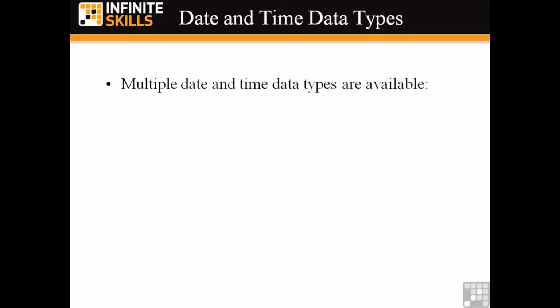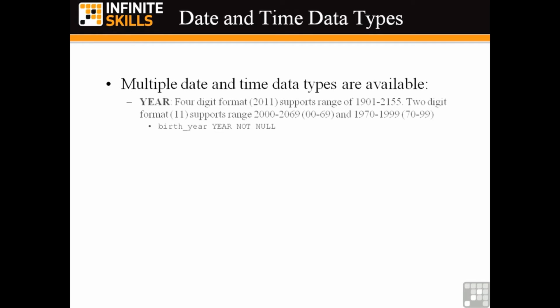Perhaps the easiest of these supported date and time data types to understand is the year type. The year type supports 2 formats really for storing years. The 4-digit format, so a year stored in 4-digit form such as 2011, supports a range of years between 1901 and 2155. It also supports a 2-digit format such as 11, which we would presumably take to mean 2011.